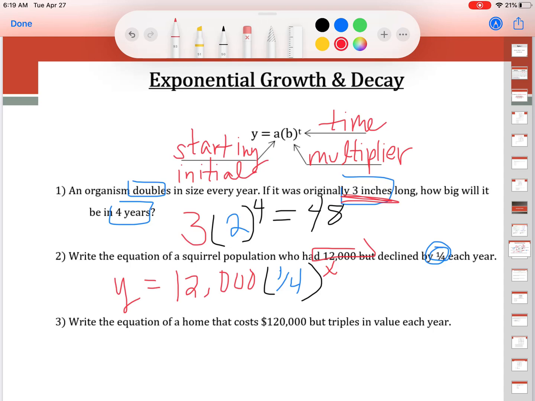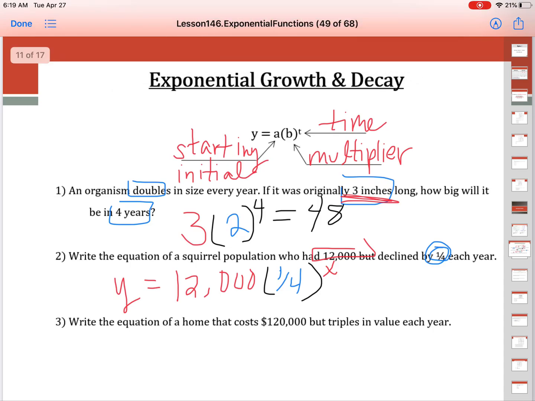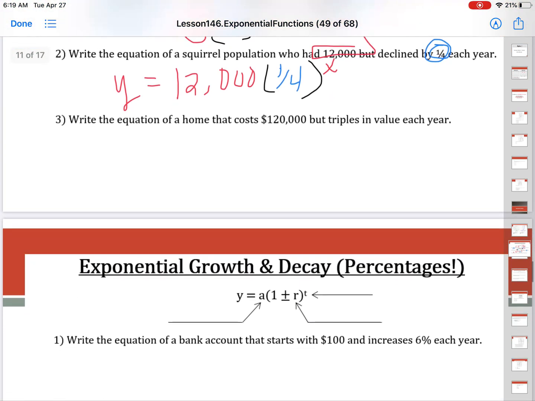Write the equation. So that's y equals my starting number, my multiplier, raised to the x. So in these word problems, there are no percents, so I didn't have to do a 1 plus or minus. I just got to go straight from the initial value to the multiplier, raised to the time.